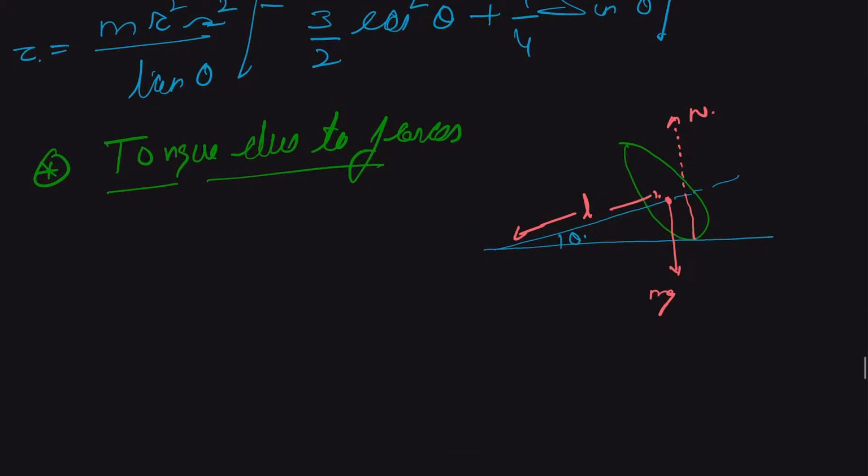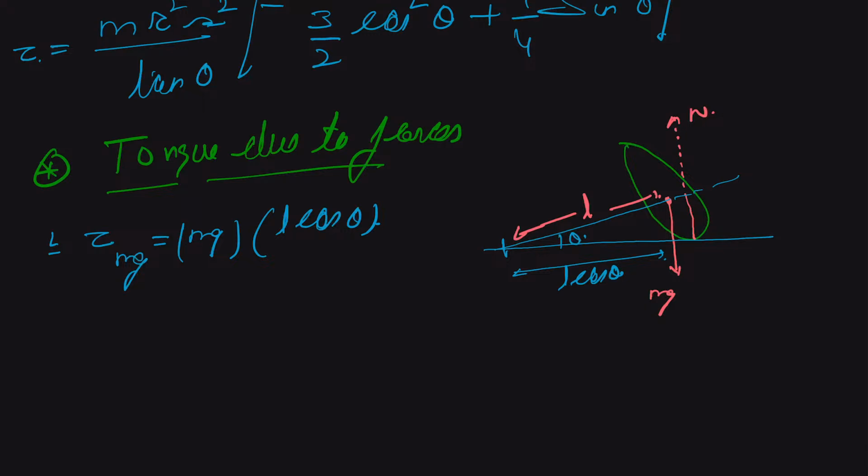So we have torque due to two forces. First is our torque due to mg. We can write this as our force mg and the perpendicular distance, and this perpendicular distance will be L cos of theta. So this is mg multiplied by L cos of theta.